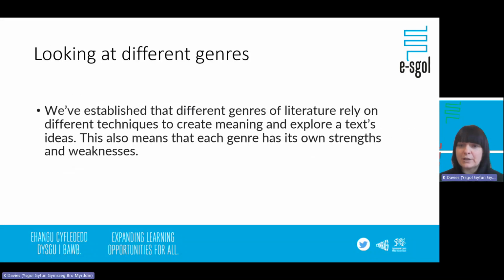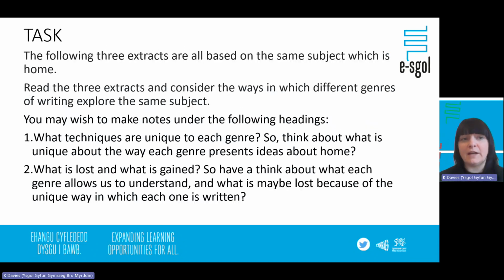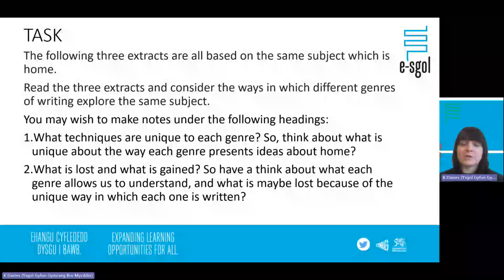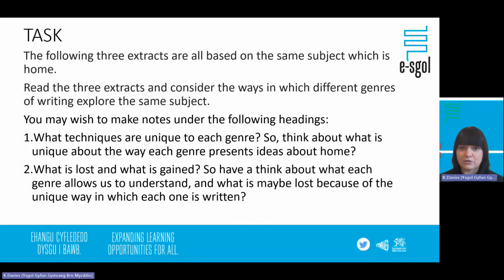So we're going to be looking at different genres initially to explore how a text can show its ideas. What you'll be given in a second are three different extracts and they're all based on the subject of home. So you will have directions from a play, you will also have a poem, and then you'll have a prose text. So what we're going to consider initially when reading the three extracts is the ways in which the different genres, so your play, your drama, your poem, and your prose text, your novel, approach the exploration of the same subject.